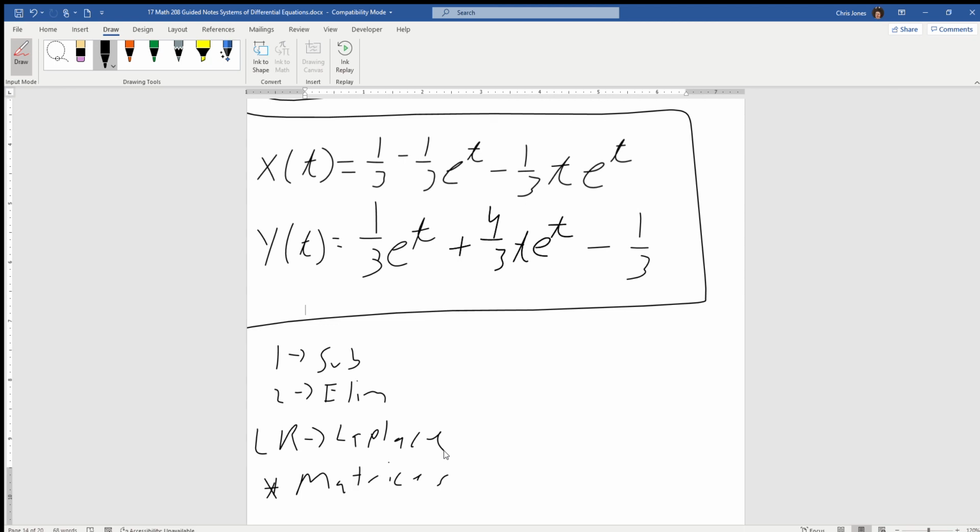If you want to know the matrix methods, I would suggest going through and looking in the textbook. The textbook does lean heavily on those, but it does skip a lot of steps as it goes through.